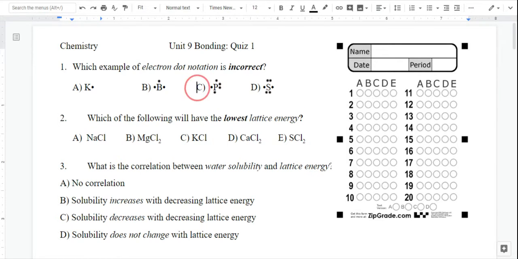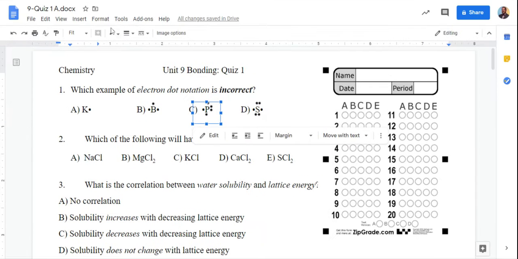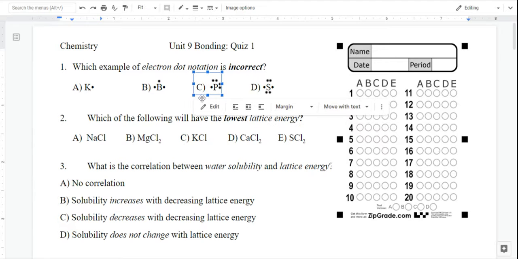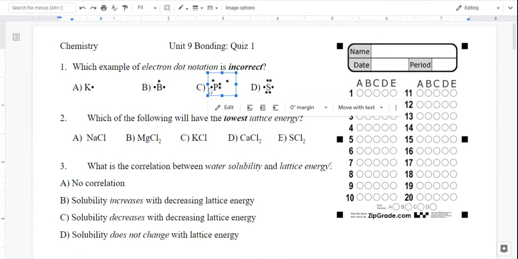Because this is the one that was not right, we can mark that. Where's the highlight button? Okay, we don't need to highlight. That's fine. So let me put that back. So C is incorrect. It should not look like that.